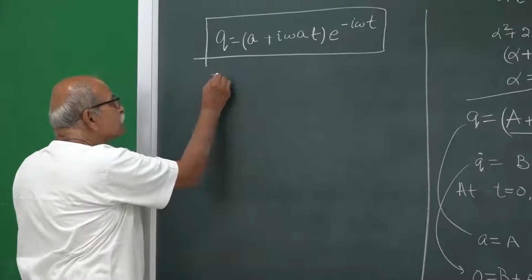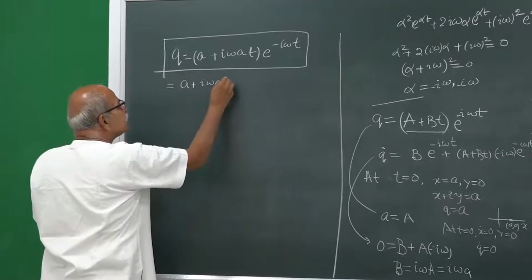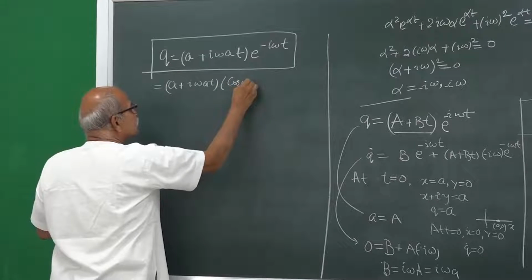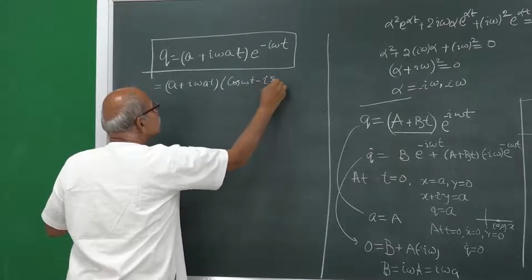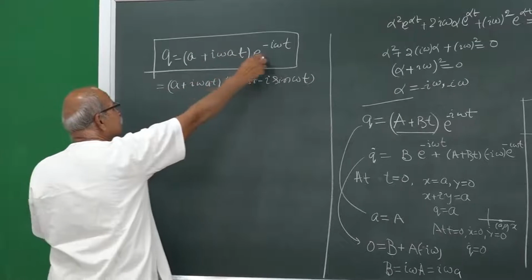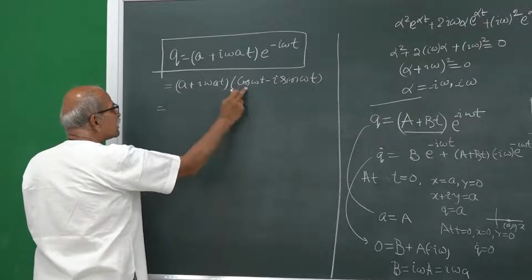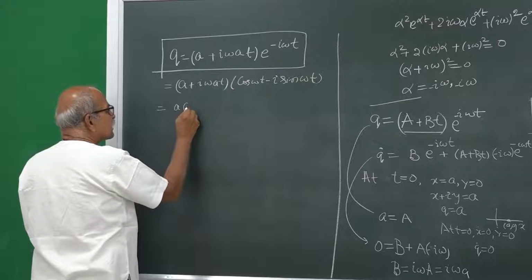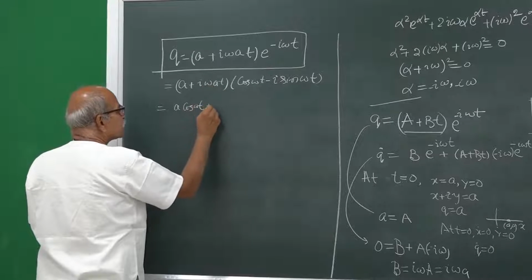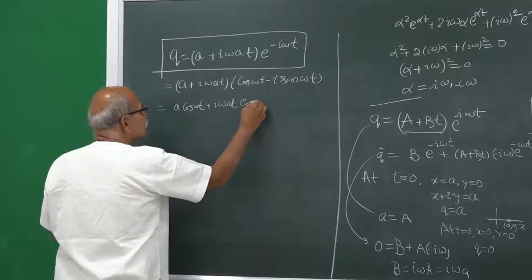So, this is equal to a plus i omega a t, and this quantity here is cos of omega t minus i sin of omega t. This is called De Moivre's theorem. This quantity is equal to this quantity. Open the bracket, a multiplied by cos omega t, then this i omega a t multiplied by cos omega t. So, cos omega t here.